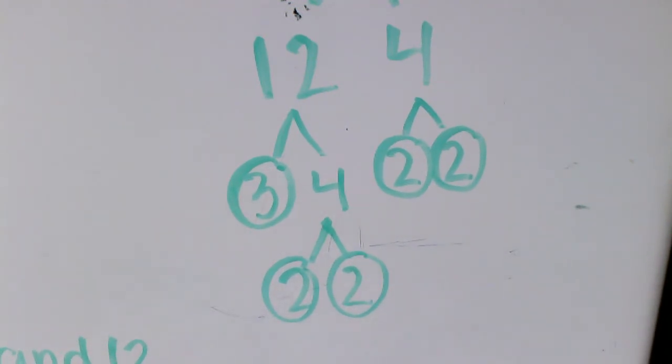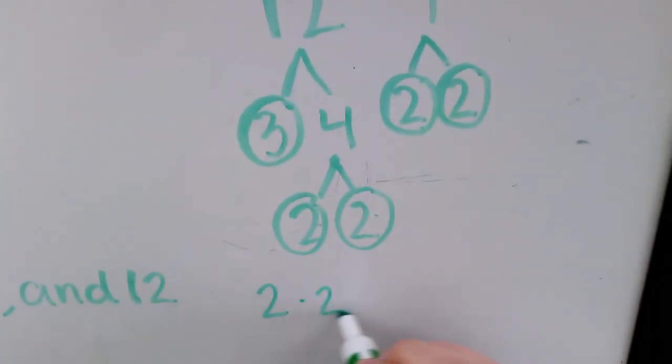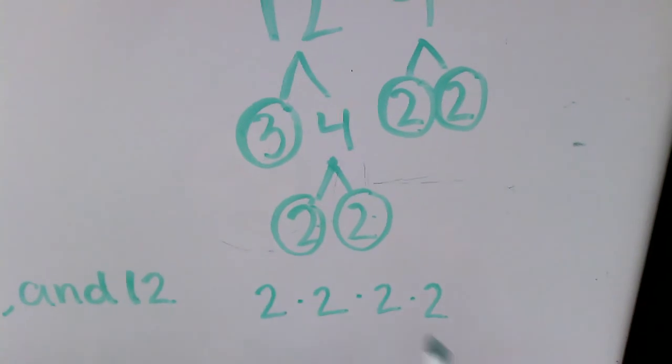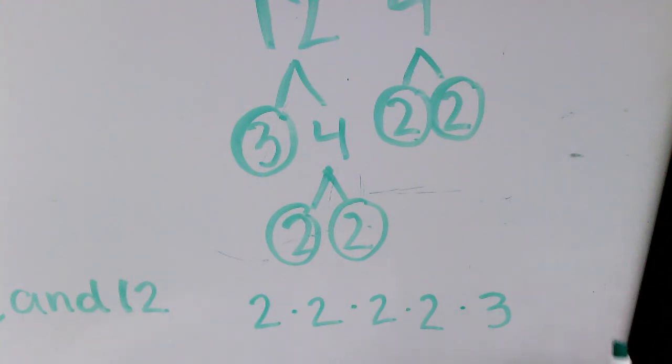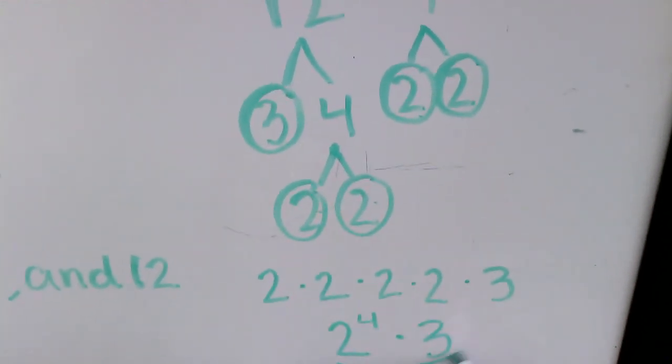So now I need to list the prime factorization of it. Typically you would do this in numerical order too, so I'm going to start with 2. So you can see that I have 1, 2, 3, 4 2's circled. So I have 2 times 2 times 2 times 2. And then you can see I have just 1 3 circled. So I'm going to add times 3. I am going to make this look just a little bit easier on the eyes, and I'm going to write 2 to the power of 4, because I have 2 listed 4 times, and I have 3 listed once. So I have 2 to the power of 4 times 3. And that is my prime factorization.